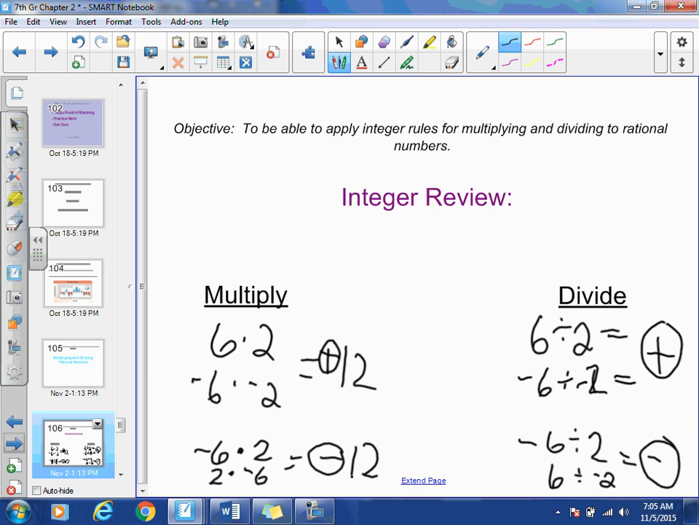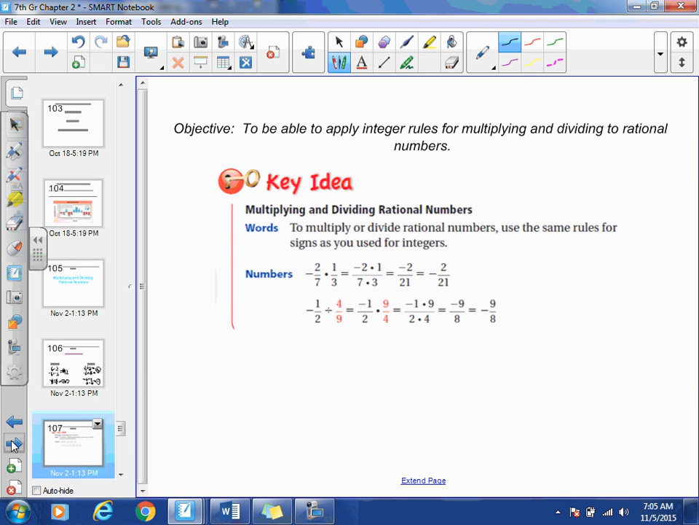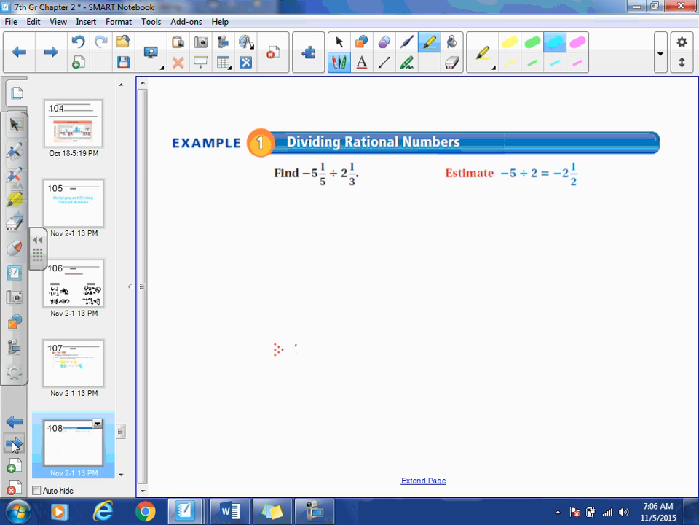So we're going to apply those same rules to fractions and decimals. This is basically a summary of what I just said. Here they are multiplying a negative fraction times a positive fraction. Since those two fractions have different signs, they get a negative answer. In this example below, they're dividing a negative by a positive, so they have different signs and they get a negative answer. Two numbers with different signs always gives you a negative answer.